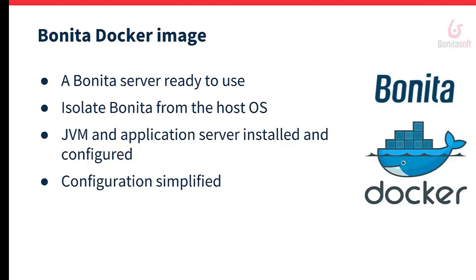And in this Docker image we bundle, of course, the JVM and the application server. So we bundle it with a Tomcat and the Oracle JVM, all pre-configured and ready to be used. And finally, this Docker image also has a really simple configuration compared to all the options you might have if you do a full custom setup. Here, the Docker image exposes only the most useful settings.